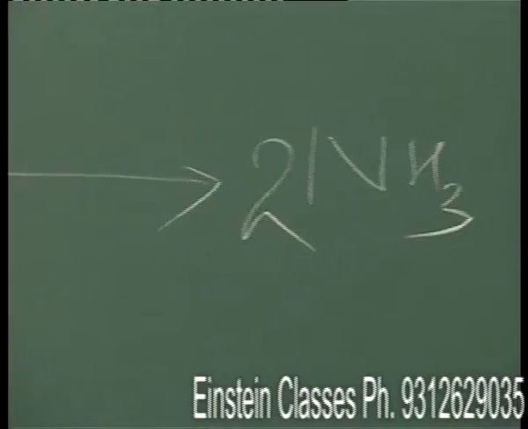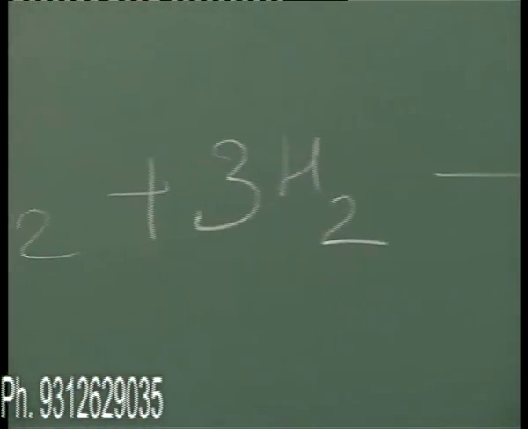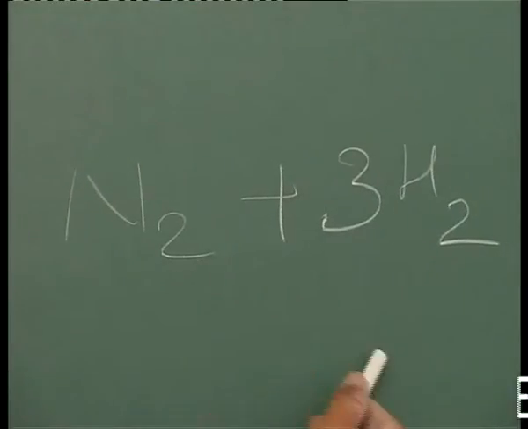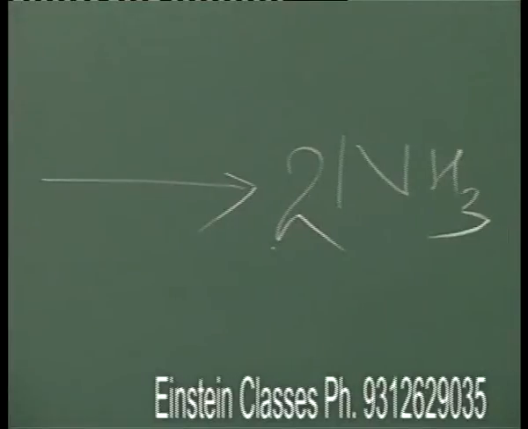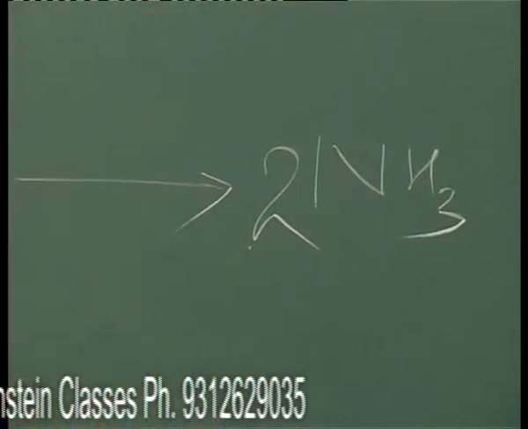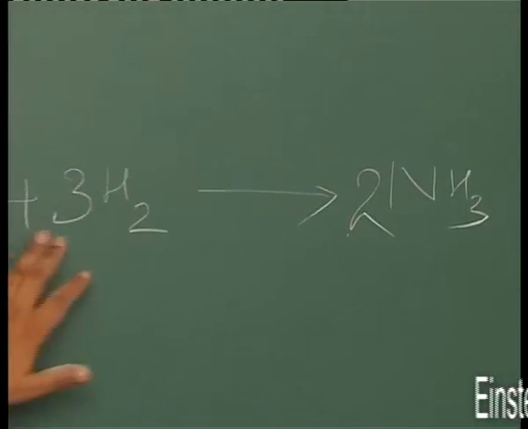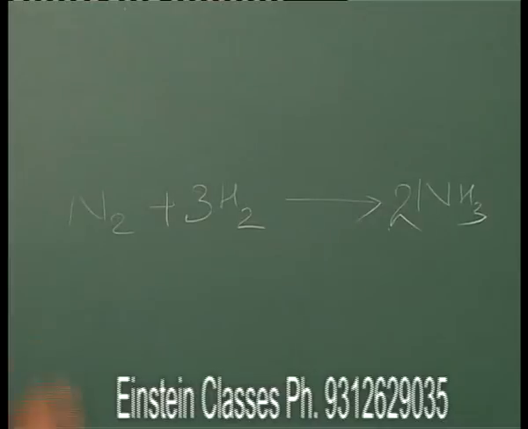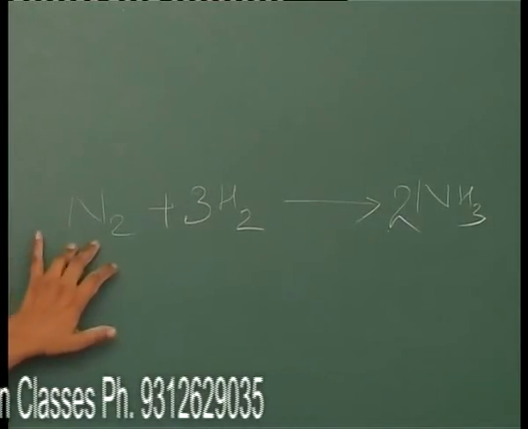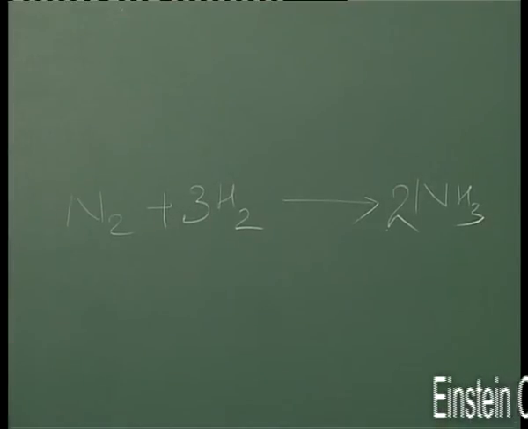Now what is the significance of this 1, 3 and 2? These are the molar ratio between the reactants, and between reactants and product, with which they are reacting. These are reacting and this is forming. How are we going to use the molar ratio? It doesn't mean that only if we take 1 mole of nitrogen, then 3 moles of hydrogen will react.